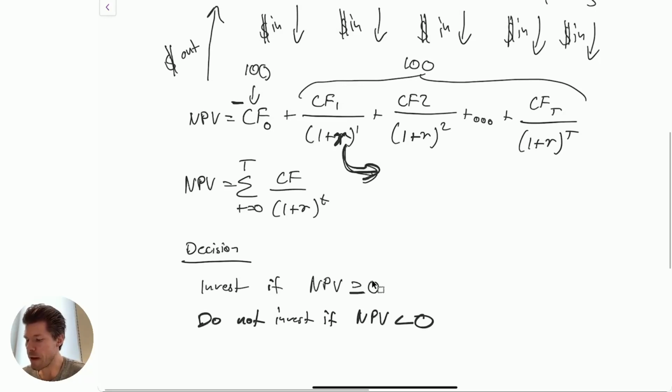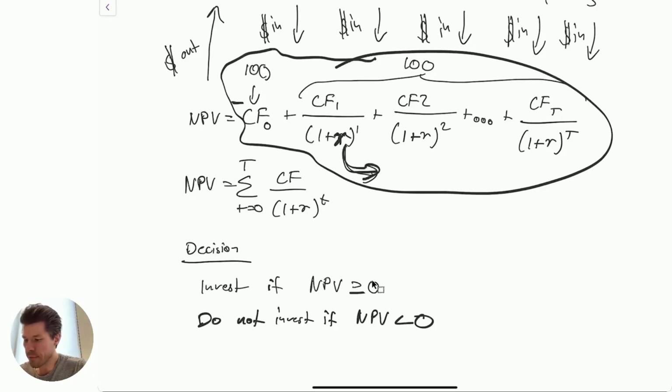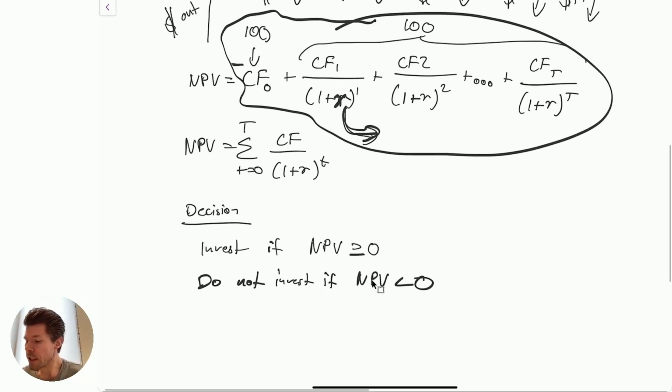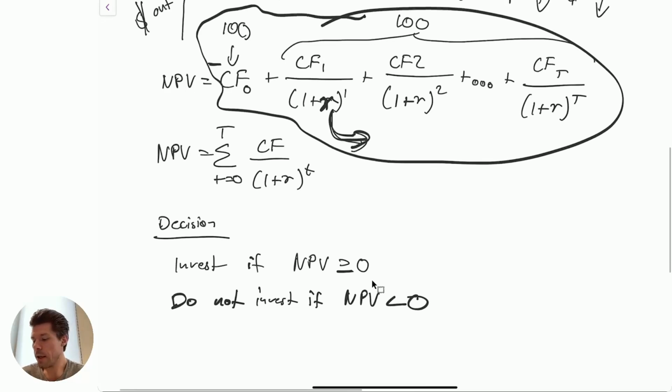So even if NPV is 0, you would invest because this cash flow pattern would give you a return of 10%, for example. So invest if NPV is 0 or exceeds 0. Do not invest if it's negative, because if it's negative it means you have invested more than you have gotten out.